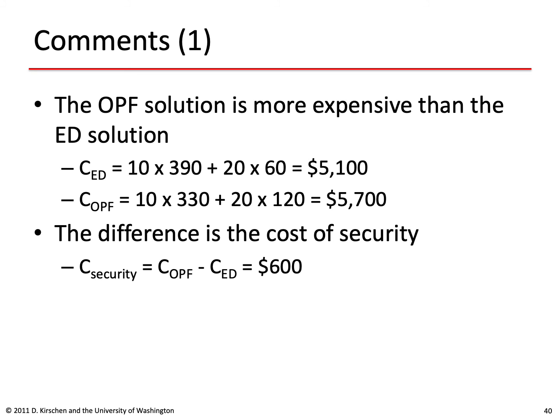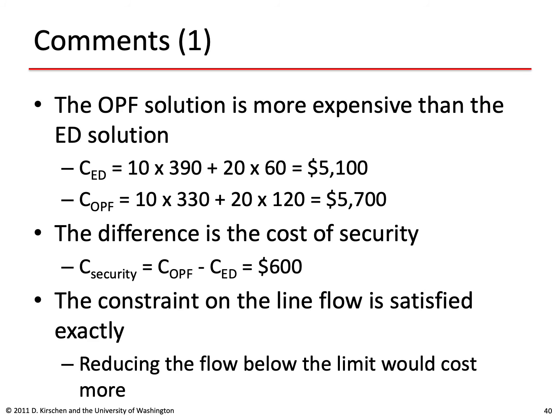Another thing to observe is that the constraint on the line flow is satisfied exactly. We did try to go below the limit on the flow of this line, but that would cost us more. We would have to shift more generation from the cheap generator A to the more expensive generator B if we want to reduce the flow below the limit.